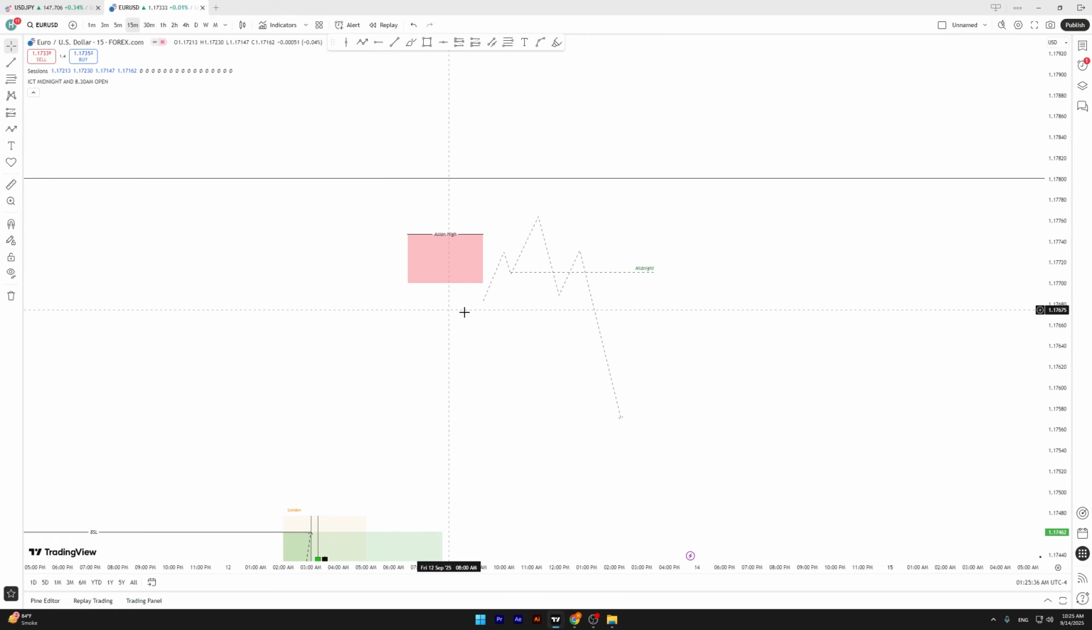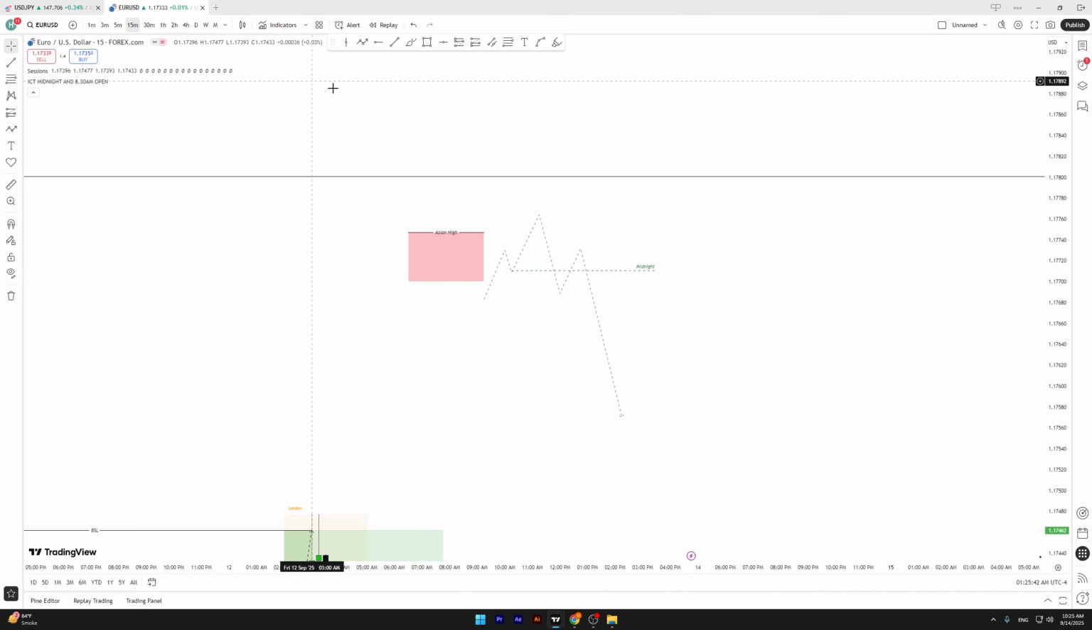I will show you both examples, bearish and bullish. Bearish was on USD/JPY and bullish was on EUR/USD. So this was the midnight open, price created a CISD, and then your entry is at the FVG or IFVG, and then target the low. I will show you both examples, don't worry.